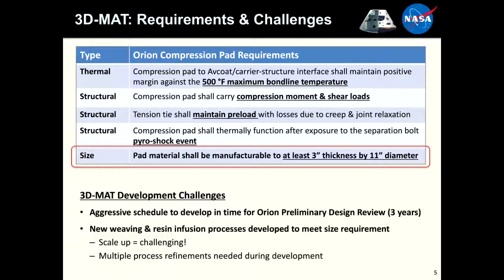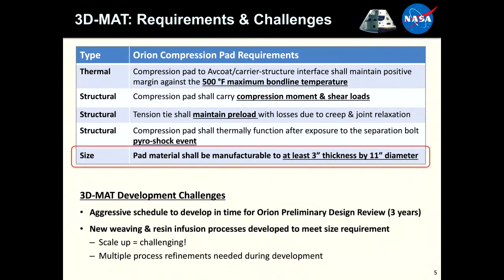All right, a little bit more on the specific requirements here. As you can imagine, there are thermal and structural requirements for the compression pad. A few highlights here. So thermally, we design the compression pad and all of the heat shield to reach a maximum of 500 degrees Fahrenheit at the bond line, and that's where the compression pad is actually bonded to the structure of the vehicle. So that temperature can never exceed 500 degrees Fahrenheit at that interface. And then there's a variety of structural loads, compression, moment, and shear loads.